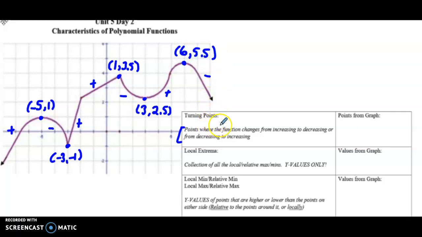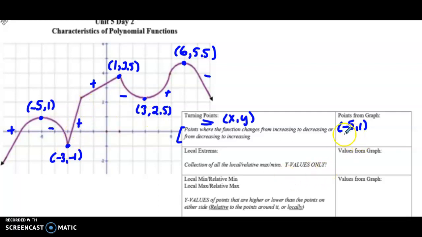So a turning point is where it changes from increasing to decreasing. Now notice how you have the word point here. That means you have to include an x and a y value. My turning points: notice how I went from going uphill to downhill. So -5, 1 is going to be a turning point, because I changed from going uphill to downhill. Here I was going downhill. Now notice I changed from going downhill to uphill at -3, -1.